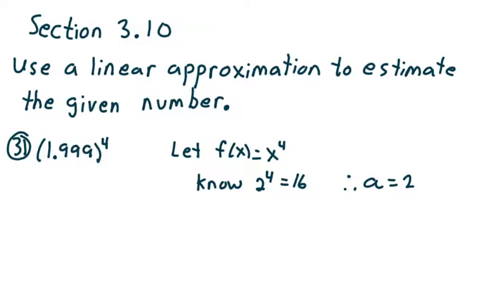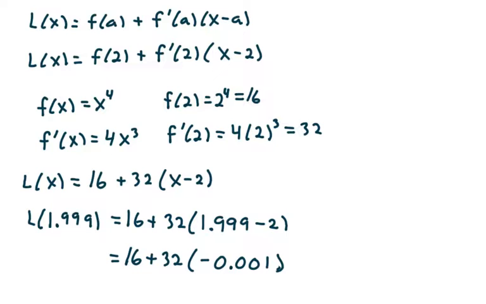So we're going to let f of x equal x to the fourth. Now, 2 is a number near or close to 1.999, and we know 2 to the fourth is 16, and so what that tells me is a equals 2. Now, the formula, L of x is equal to f of a plus f prime of a times x minus a. But remember that a is 2, so I'm going to replace a with 2. So L of x is equal to f of 2 plus f prime of 2 times x minus 2.